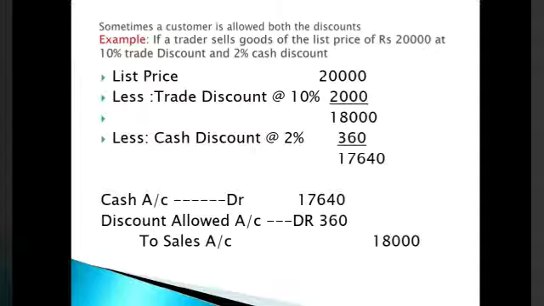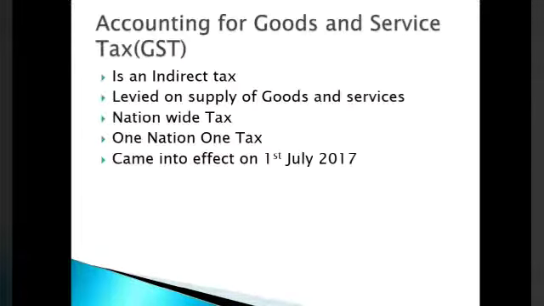How to pass the journal entry: cash, what you receive from this sale, would be 17,640, and discount being a loss for you is debited with 360, and the sale price of the goods after deducting the trade discount is 18,000. So this is how you have to record the journal entry when both cash discount and trade discount are included in the same transaction.